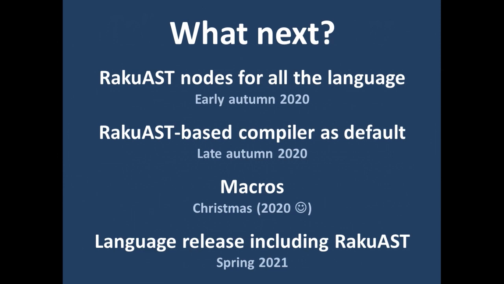What about macros? Because surely once we have the AST, then we have most of what we need for AST macros. And I'd say, yes, we do. I think that it would be fitting to have those around by Christmas. Yes, this Christmas. And finally, then to have a language release that includes all of this, so it is formally part of a version of the Raku language specification in spring next year.